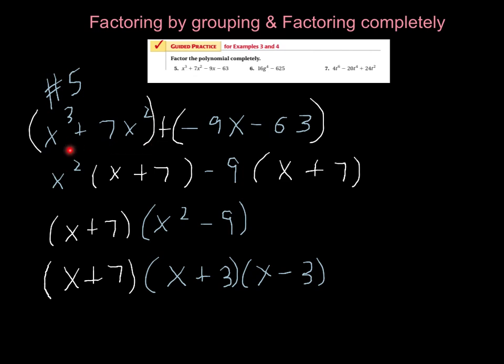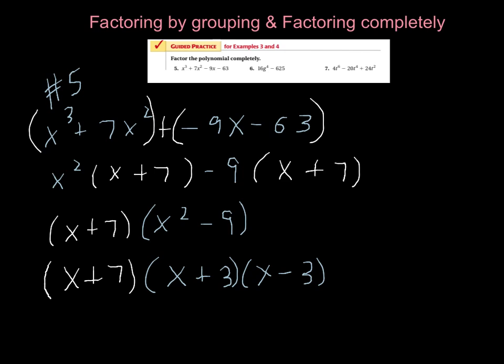Now when we look at this first group here, the common monomial that we can pull out is x squared. When you divide x to the third divided by x squared, you get x. And 7x squared, when you factor out an x squared, leaves you with 7. On the right side, we pulled out a negative 9, and negative 9x divided by negative 9 is positive x. The negative 63 turns into a positive 7.